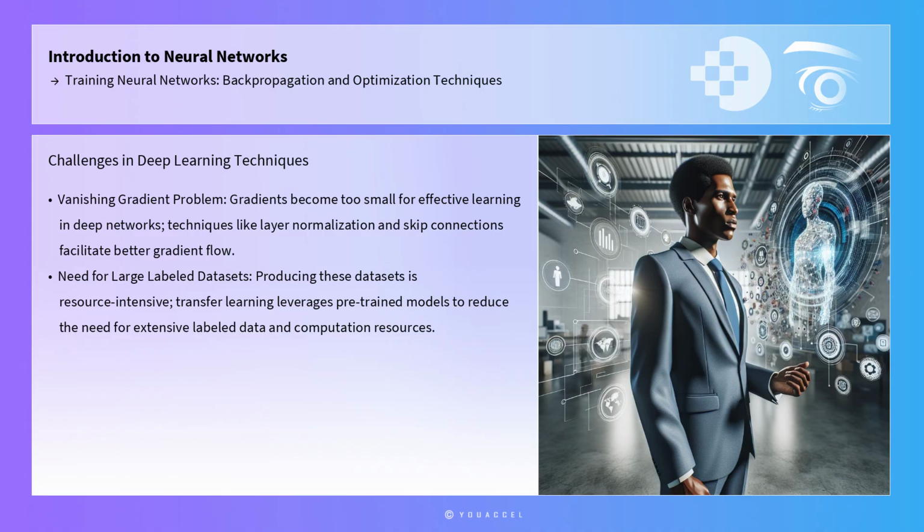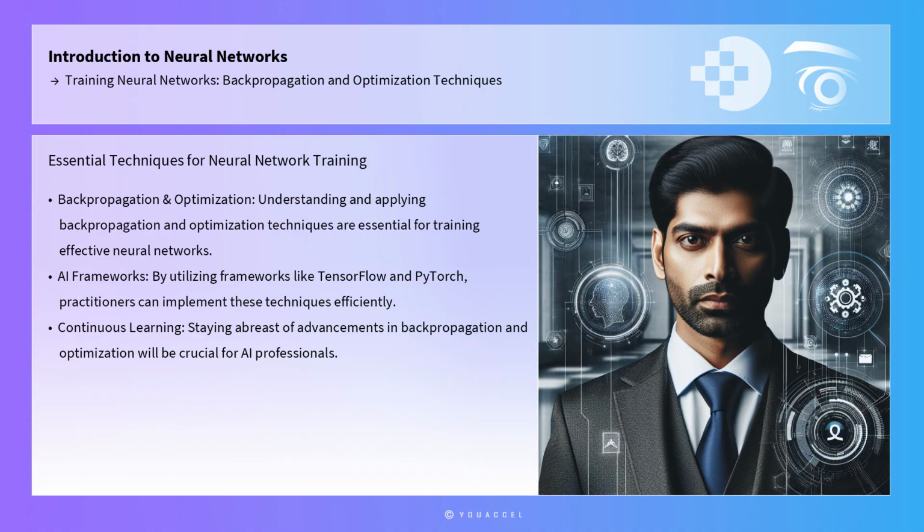Another challenge is the need for large labeled datasets, which can be resource-intensive to produce. Transfer learning offers a solution by leveraging pre-trained models on similar tasks, reducing the need for extensive labeled data and computation resources. In conclusion, understanding and applying backpropagation and optimization techniques are essential for training effective neural networks.